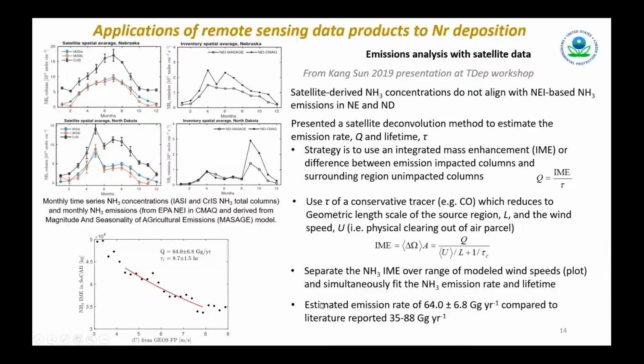And the example that he reported got pretty good agreement here. The literature value was 35 to 88, and his calculated emission rate was 64 gigagrams per year. This was for the ammonia in the Southern California basin. So that's an interesting strategy here.